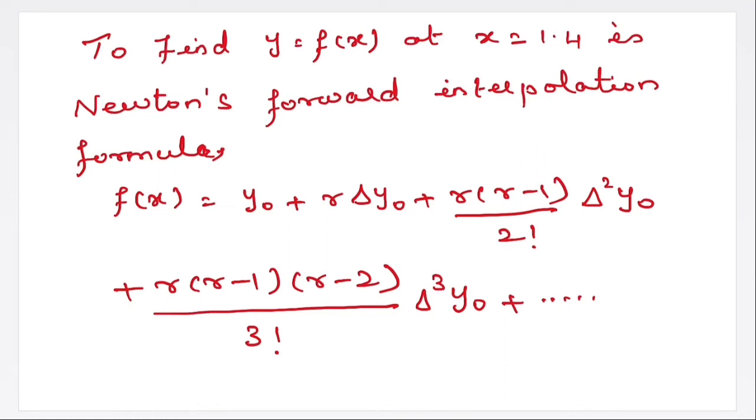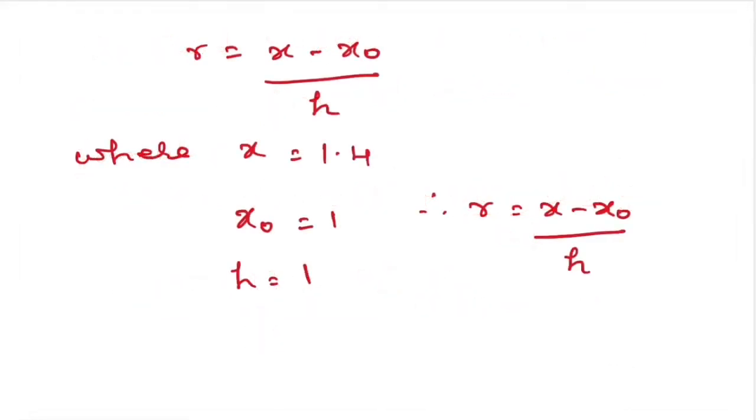f of x is equal to y naught plus r delta y naught plus r into r minus 1 by 2 factorial delta square y naught plus r into r minus 1 into r minus 2 by 3 factorial delta cube y naught plus etc. Here you know the values of y naught, delta y naught, delta square y naught, delta cube y naught, and also delta power 4 y naught. The only thing you have to find out is the r value. So your formula is r is equal to x minus x naught by h.